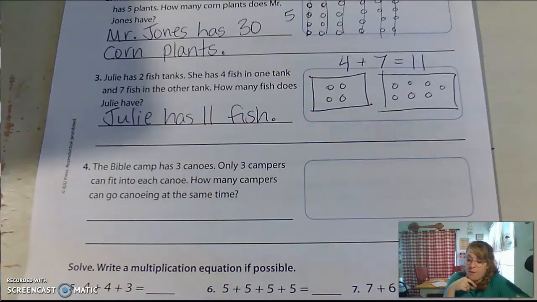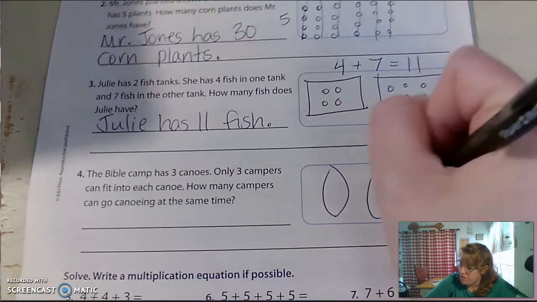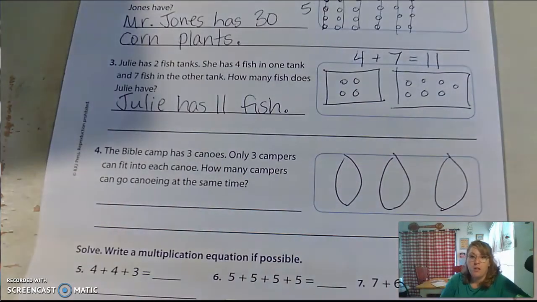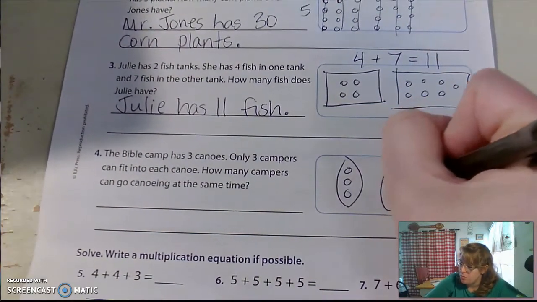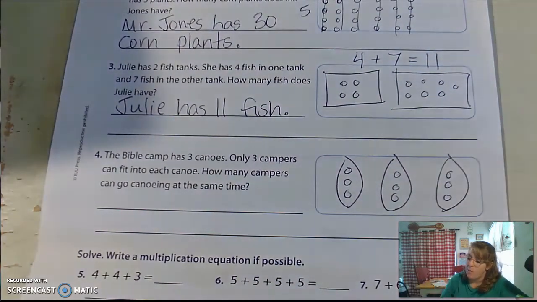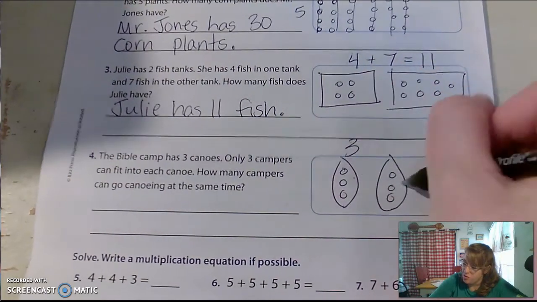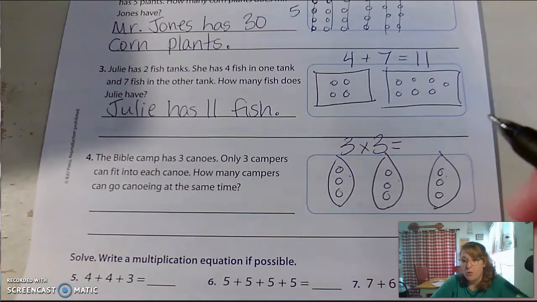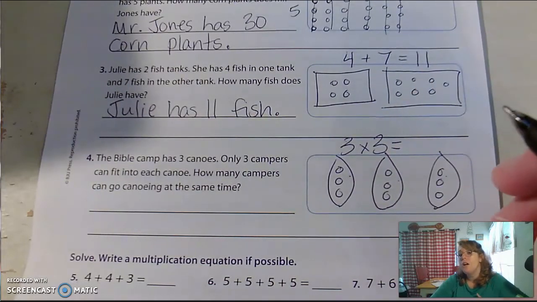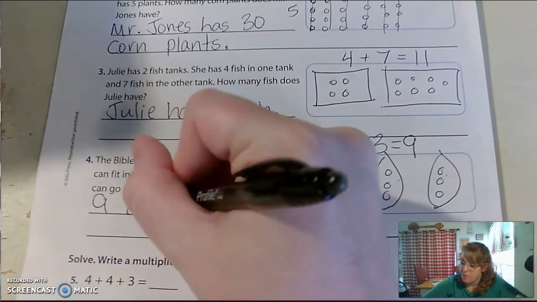The Bible camp has 3 canoes. Okay, I'm going to draw 3 canoes. 1, 2, 3. Only 3 campers can fit in each canoe. How many campers can go canoeing at the same time? Well, I have 3 canoes, and there's 3 people in each. So 3 times 3 is 9. Good.